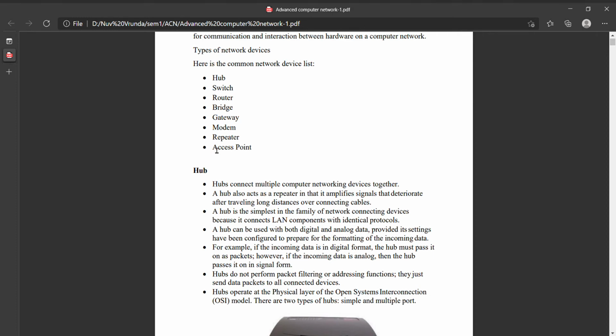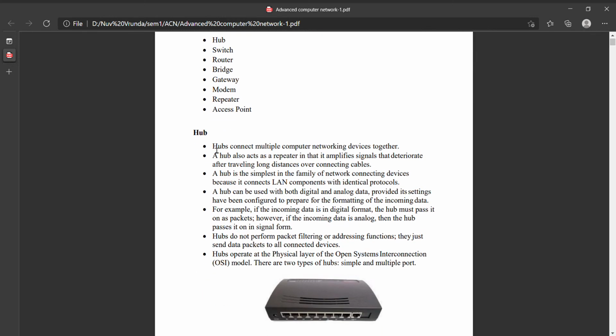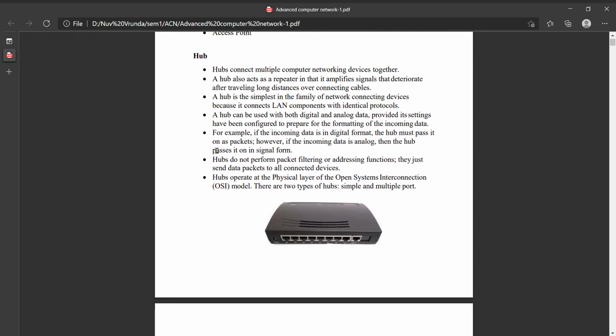Here we basically see what is the exact difference between each and every device, and what is the work of every device, like what hub, switch, router, bridge, gateway are used for. Okay, a hub connects multiple computer networking devices together. A hub also acts as a repeater. It amplifies the signals that deteriorate after traveling a long distance over connecting cables.